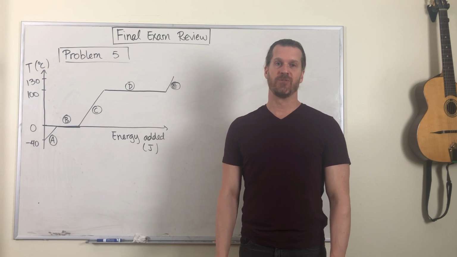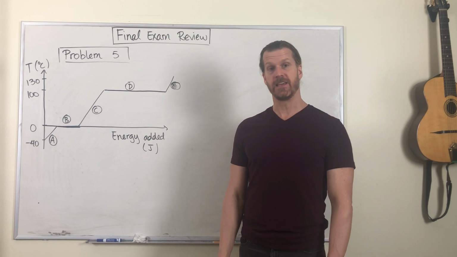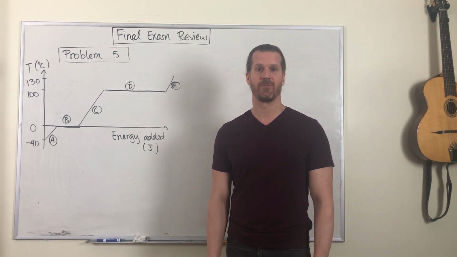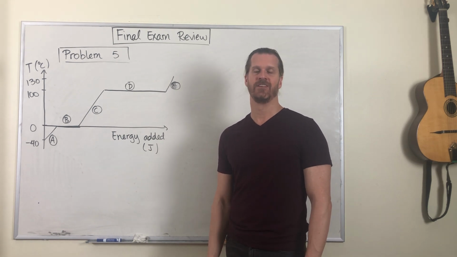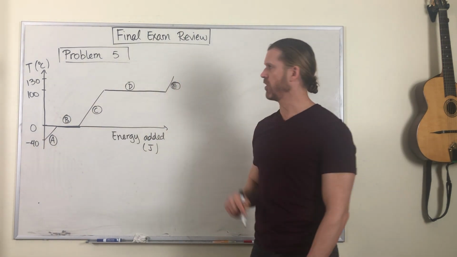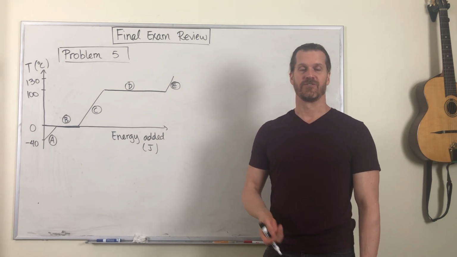Final exam review problem number 5. In this one, we're looking at the heating curve of water and trying to figure out how much energy needs to be added to raise the temperature of water from, say, minus 40 degrees C to 130 degrees C. Your numbers will vary on your web assignment.